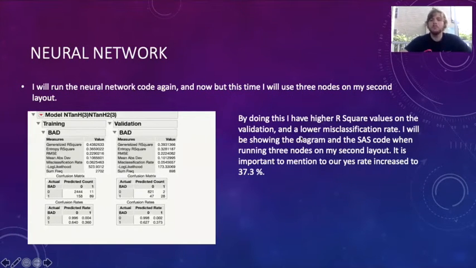Okay, so basically in the neural network, we could use three nodes on my second layout as well. And I'm just going to run this again to show that to you guys. And by doing this, I have realized that my R square value was higher on the validation and lower in the misclassification rate. I will also be providing the diagram and the SAS code when running three nodes on my second layout. And it's also important to mention that when I ran three nodes on my second layout, my yes rate increased to 37.3%, which is represented by 1.